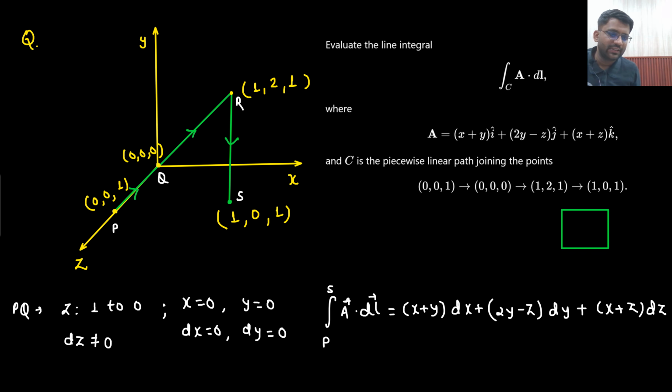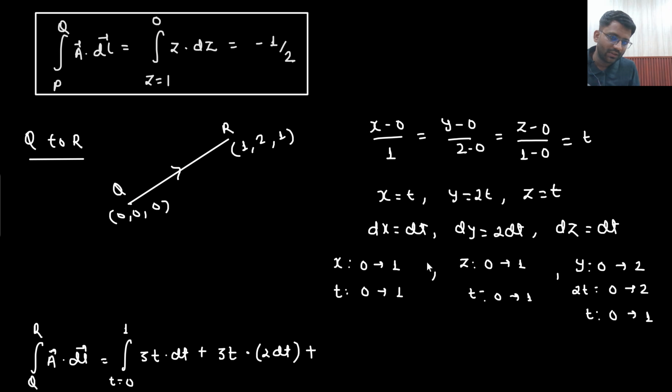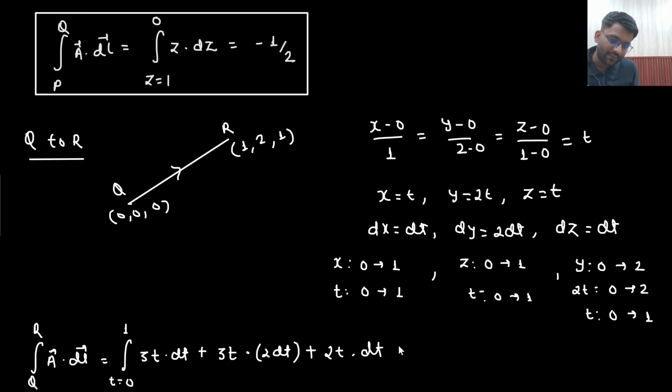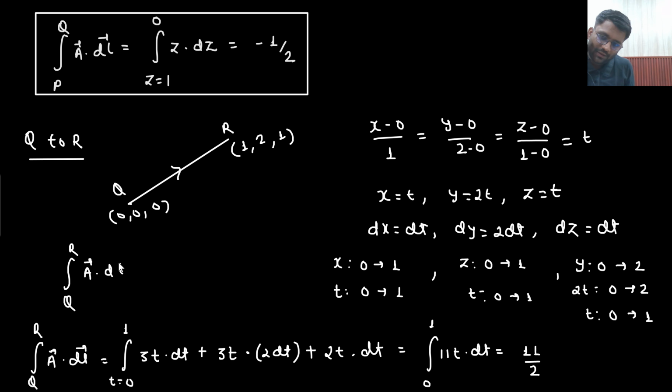next is x plus z. X plus z means 2t, dot dz. What is dz? Dz is dt. So what are you getting? This will be 2, this will be 6, and this is 9. 6 plus 3, 9, 9 plus 2, 11. So t going from 0 to 1, 11t dt, 11 by 2. This is the second scenario that you are getting, 11 by 2. So when I am going from Q to R, A dot dl, I am getting 11 by 2. You can say 5.5.